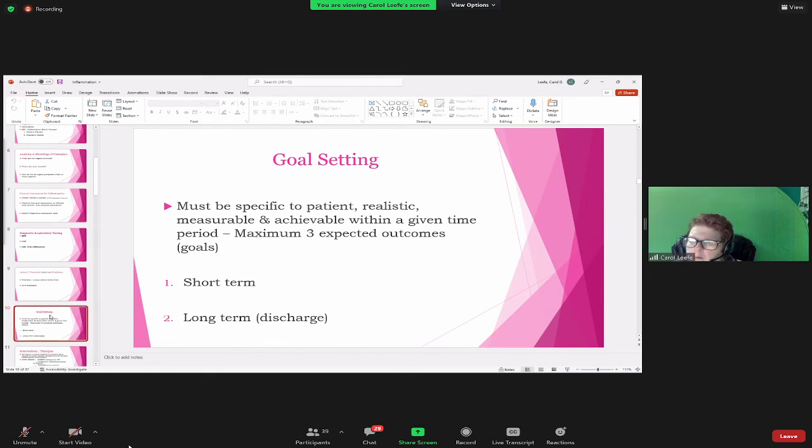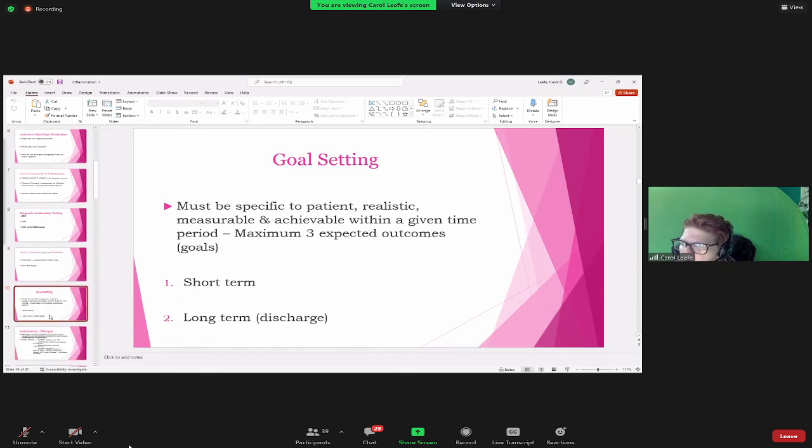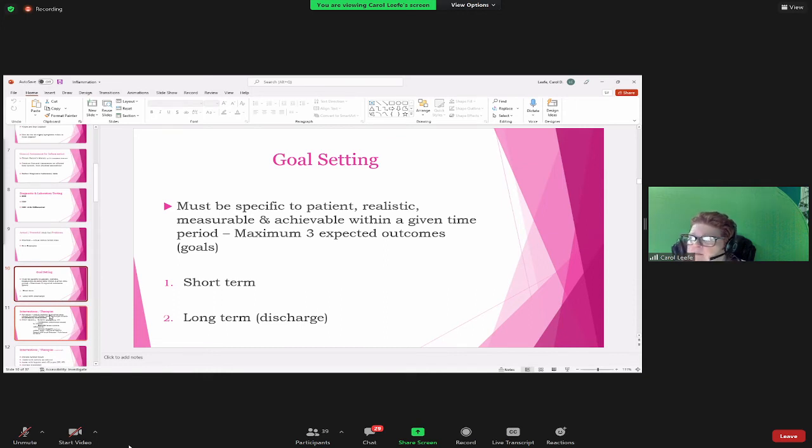Okay, so those are those kinds of things, and another thing is realistic, specific to that patient. Maybe they need a walker. Okay, you don't just write assistive device. That doesn't tell the nurse who has taken over your patient's care anything. Tell them what kind of assistive device they need to be using.